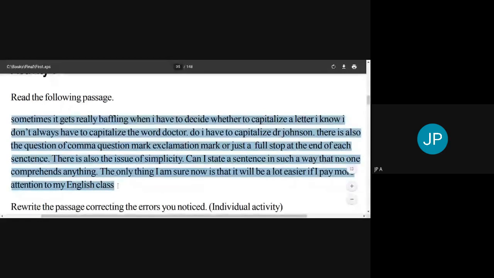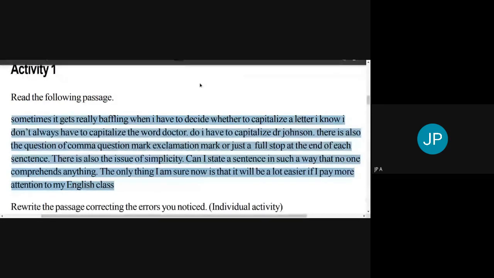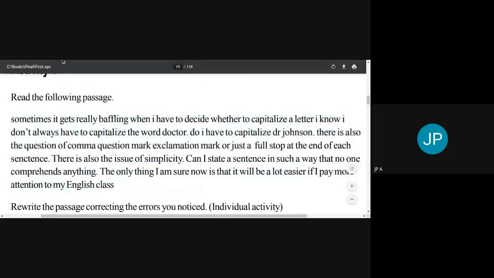Okay, so this is the passage. I think just text is too much for here to be pasted. You can copy that and paste it in the Google Classroom after correcting the errors. So that is the task for you. I think we can take up the next activity in the next class. So that's all for today.